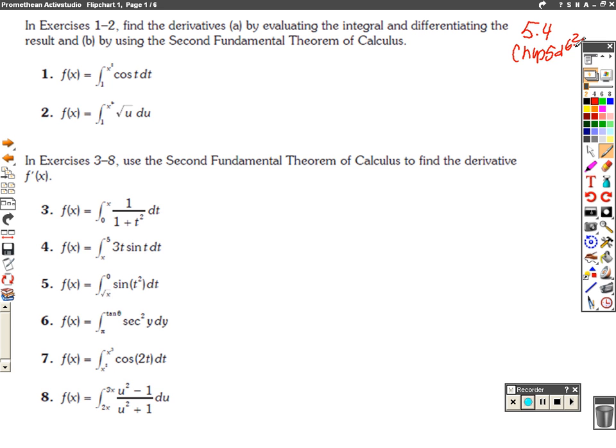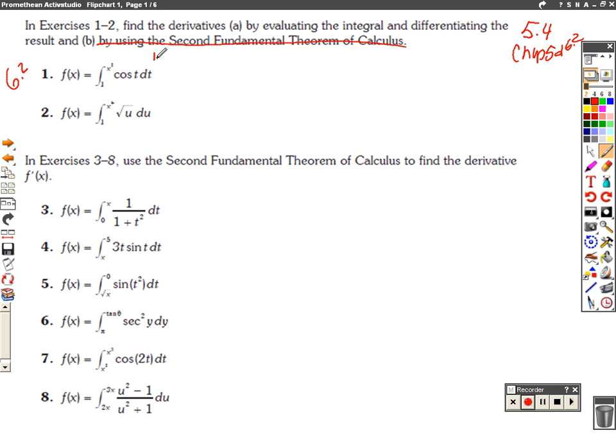Okay, so the first problem, numbers 1 and 2, ask you to evaluate the integral by differentiating the result, and then by using the second fundamental theorem of calculus. So I'm going to go ahead and say, let's just skip this part because we already are going to do that down here, and let's just evaluate the integral and then take the derivative. That's going to help us with 6.2. You need to know these rules from 6.2, how to integrate them. So let's just look at number 1 first.